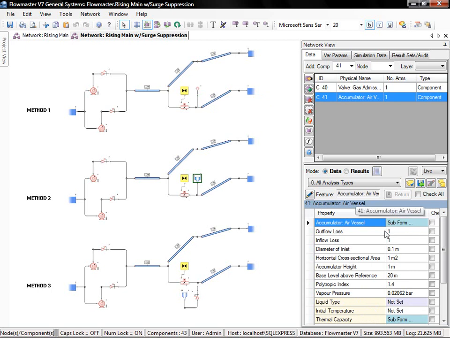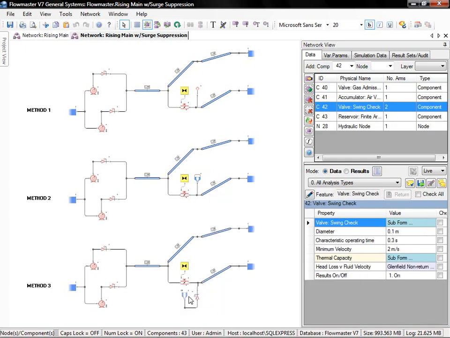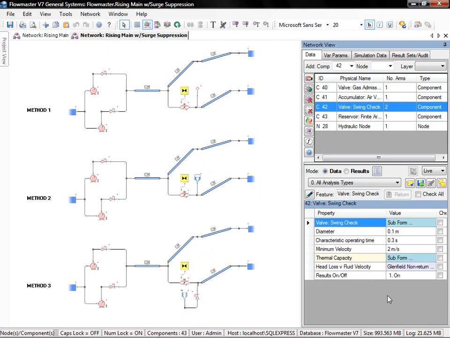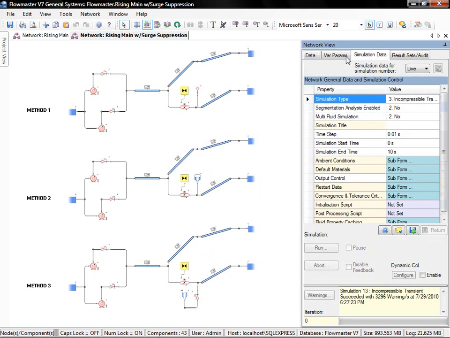With Flowmaster V7, there's several built-in surge suppression options that you can use. The three that we're going to look at today are a gas admission relief valve, an air vessel accumulator, and a liquid reservoir with a check valve that can open and close to dampen any type of surges. So now we're going to go ahead and run the analysis.